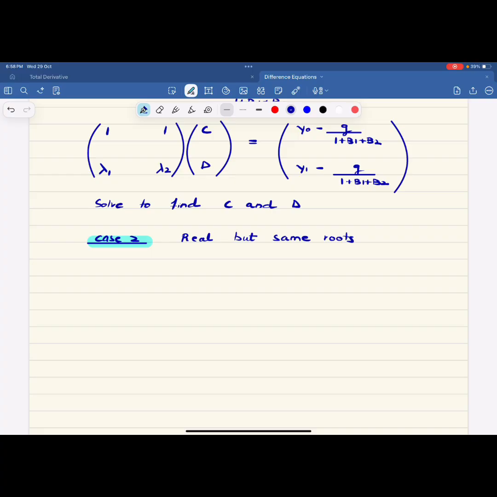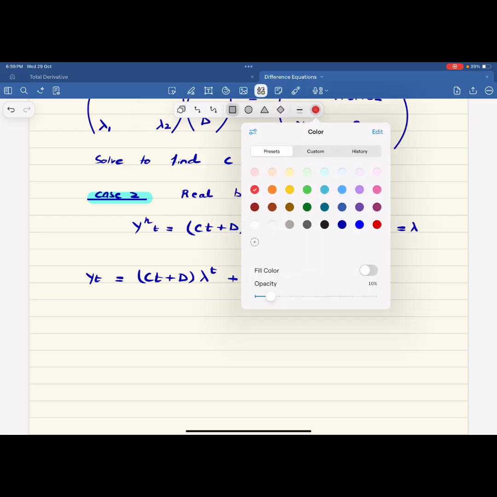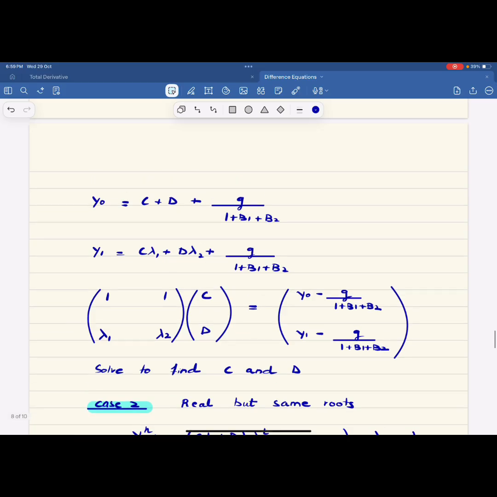In this scenario, our homogeneous solution is going to be (Ct + D) λ^t, because both our roots are the same. I'm just taking both of them to be equal to λ. So our general solution is (Ct + D) λ^t plus the particular solution, which is aG over 1 plus β1 plus β2. This again is our general solution, which has two unknown constants, just like before.